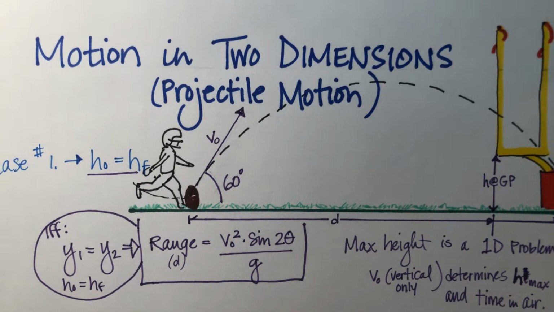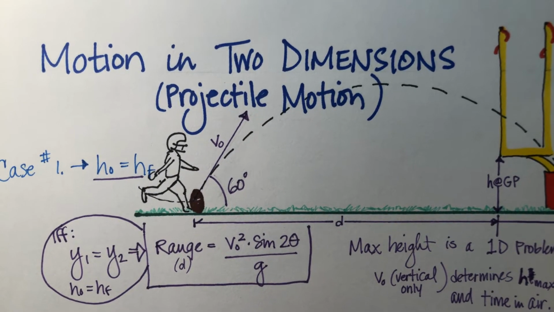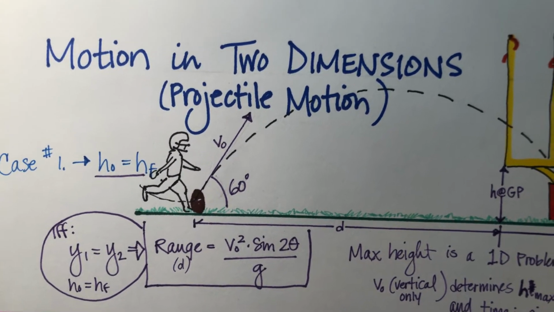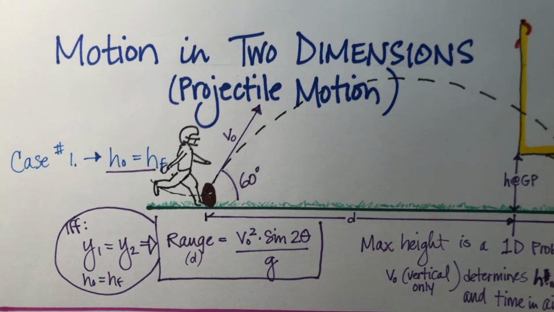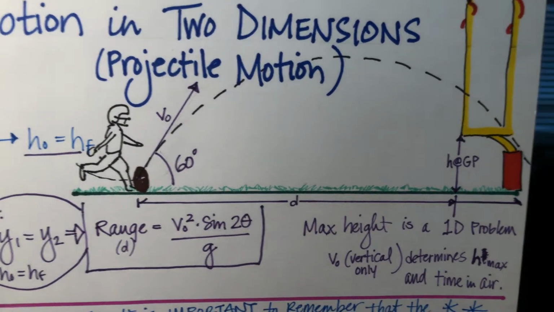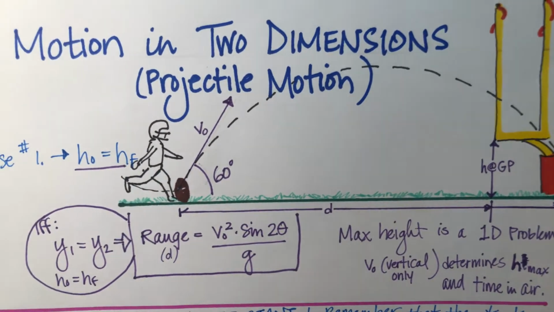Okay, second of several videos on physics formulas. This one's on motion in two dimensions, projectile motion. So we're going to look at two major cases. Case number one, where height initial is equal to height final. So it's like a football kicker kicking, and where the ball lands is going to be on the same height.